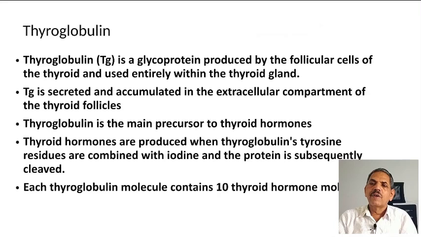Now, the thyroglobulin, as mentioned earlier, is being synthesized by the follicular cells, and each thyroglobulin molecule is having the capacity to store 10 thyroid hormone molecules in it.